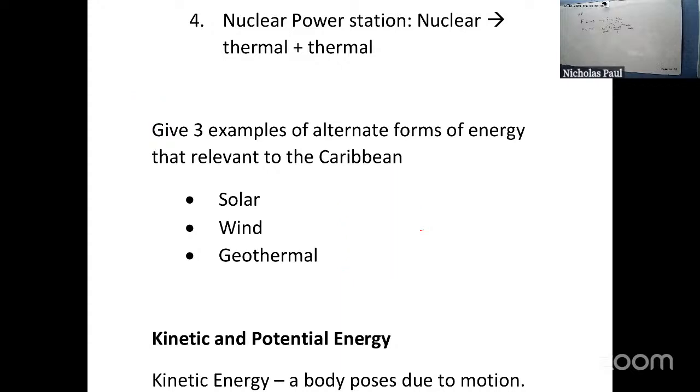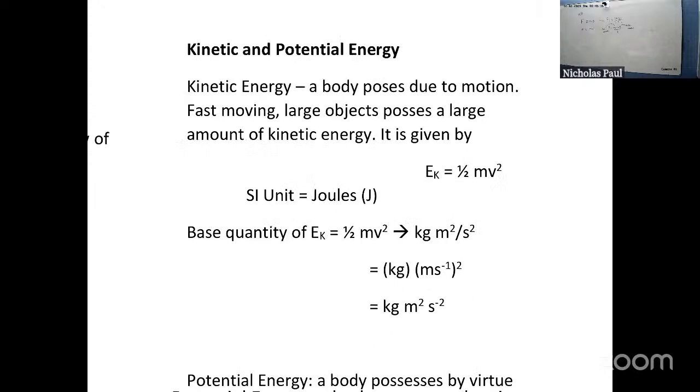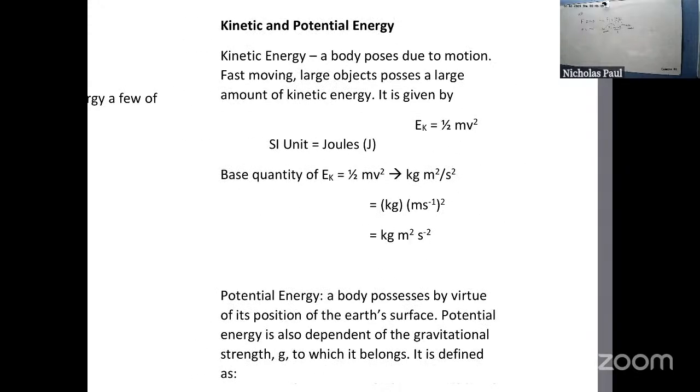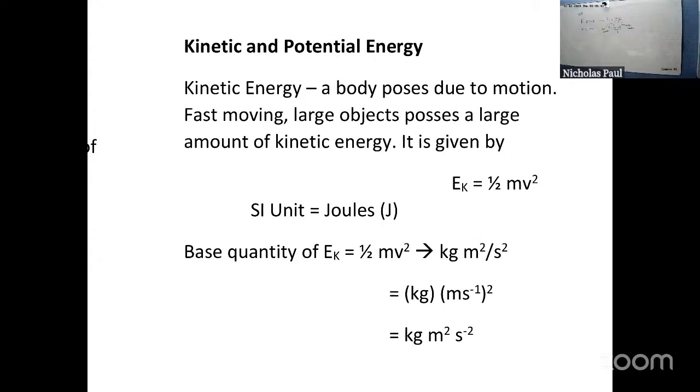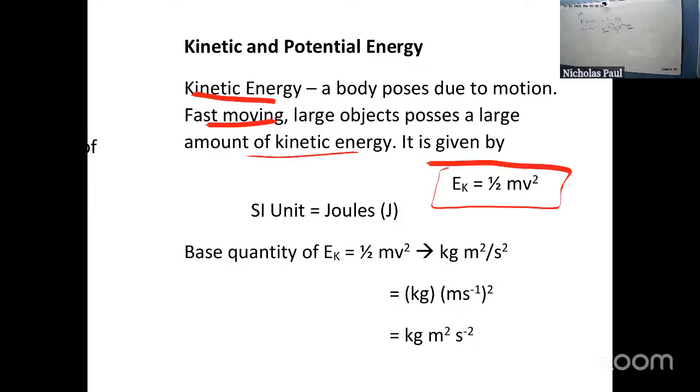All right. And last thing, what is kinetic energy and potential energy? Kinetic energy is energy an object has due to its motion. So if something is moving, it has kinetic energy. The faster you move, the bigger the kinetic energy. Kinetic energy is given by this nice little formula here. Write it down. Kinetic energy is equal to half mv squared.